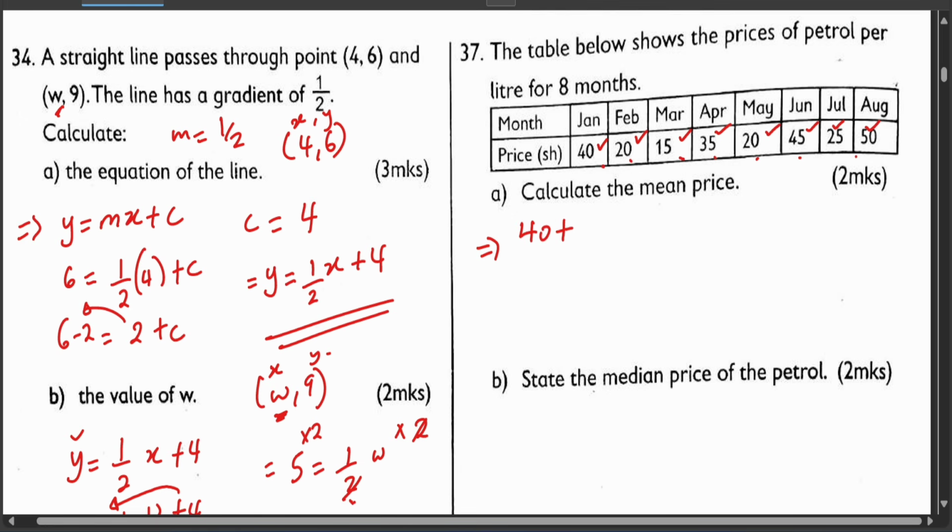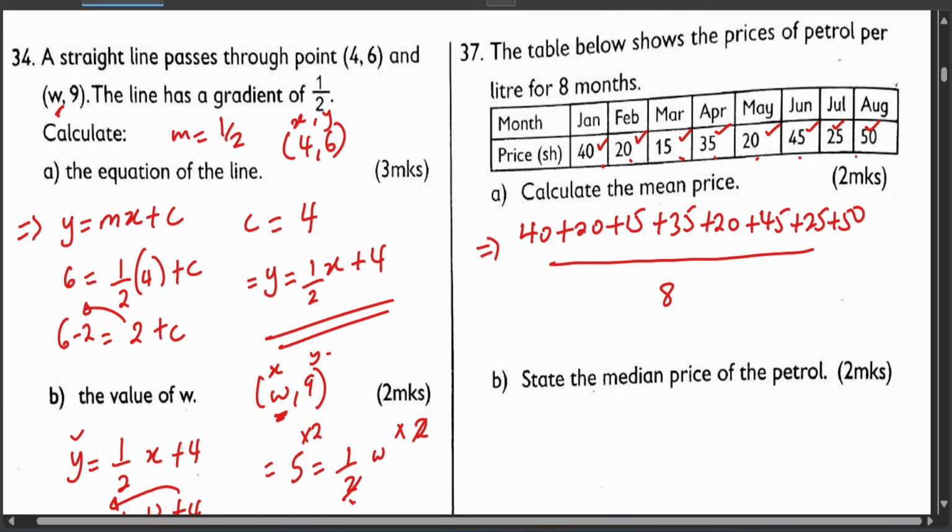So what you got, 40 plus 20 plus 15 plus 35 plus 20 plus 45 plus 25 plus 50, then divide by 8. Answer yako hapa ikupa 31.25. So this is your answer, shillings. So that's the mean price.